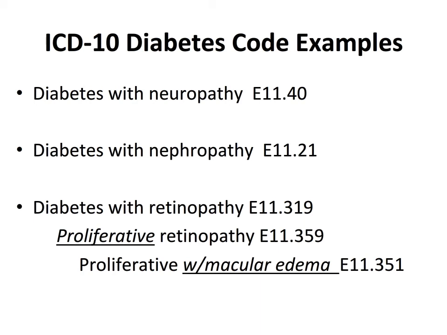Diabetes, again, E for endocrine. So diabetes with neuropathy, and don't write these down because you're going to have to get a code book anyway. But diabetes with neuropathy will be E11.40. Nephropathy will be E11.21.